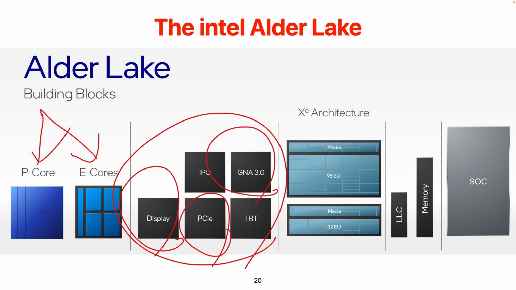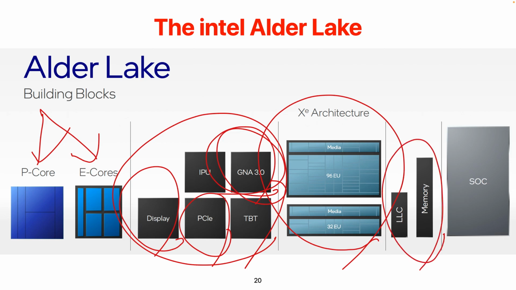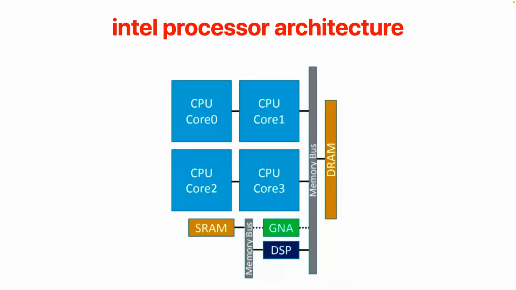Another thing that is worth mentioning is the GNA, the Gaussian Neural Accelerator. So they also have their own accelerator, and this Gaussian Neural Accelerator is pretty much designed for signal processing, like Gaussian denoise or some kind of neural acceleration, mostly for video and audio. So that's one of the accelerators they have. They also have the GPU architecture and the memory controller. So it turns out the Alder Lake processor is a combination of general purpose cores, graphics processor cores, and an accelerator for AI/ML workloads. So that's pretty much it.